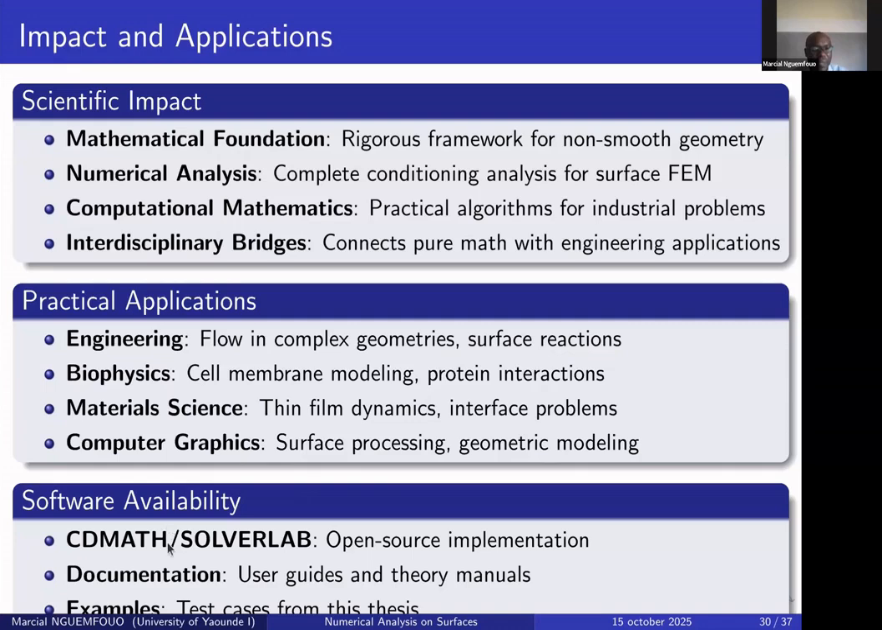Some software is available. CDMath, SolverMath is an open source implementation built in Saclay, in Paris-Saclay, where my second supervisor is working in fluid dynamics. He is an expert in fluid dynamics.